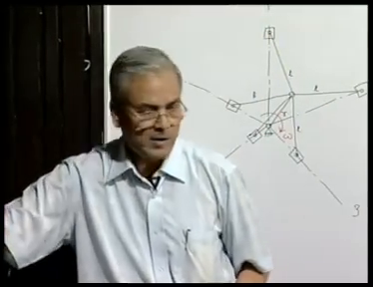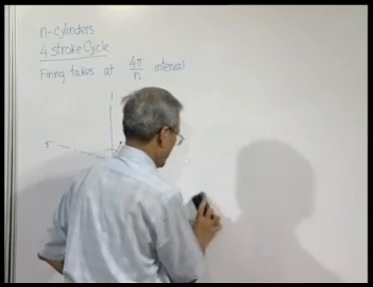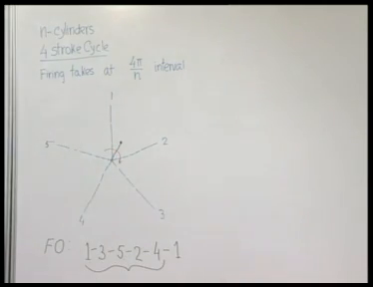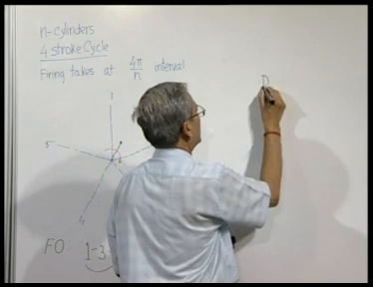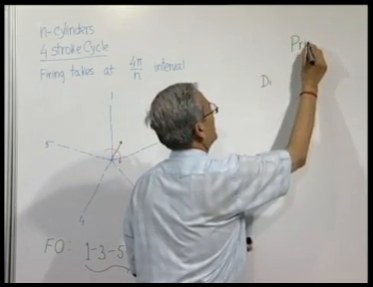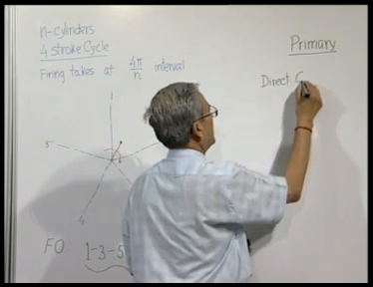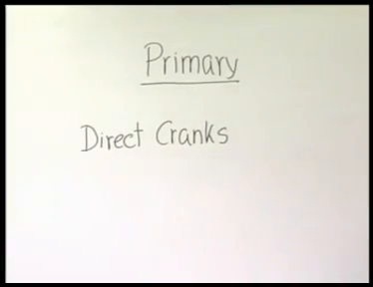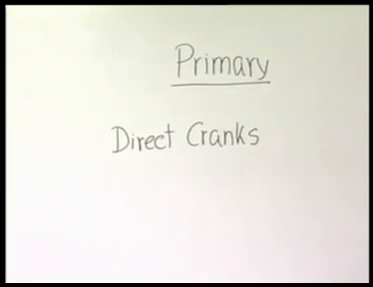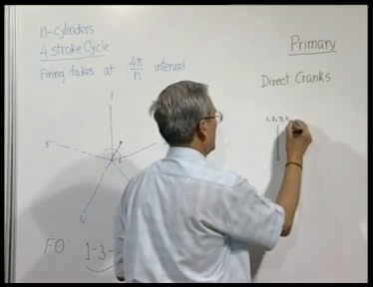Now, with the help of one example, let us do, say, a 5-cylinder engine. We will not take up 2-stroke cycles because they are not generally used. So, let us plot the direct cranks of primary. Primary unbalanced. So, direct cranks. You know the direct cranks are nothing but the actual crank. So, for cylinder 1, cylinder 2, cylinder 3, the direct crank is the same: 1, 2, 3, 4, 5.